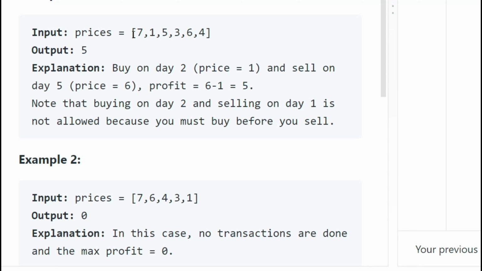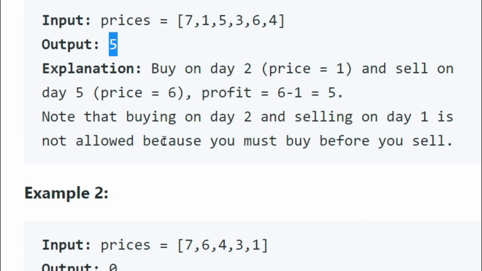So let's go back into the question and look at some examples. Example number 1, you're given 7, 1, 5, 3, 6, and 4. Instinctively, if you look at this array, what two numbers can you see that give you the maximum profit? Well, if I buy at 1 and I sell at 6, I get a maximum profit of 6 minus 1, which is 5. Great, that is your solution here.